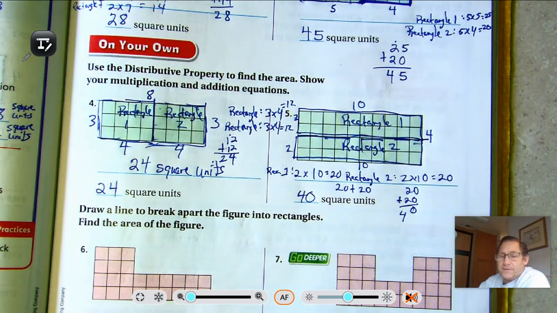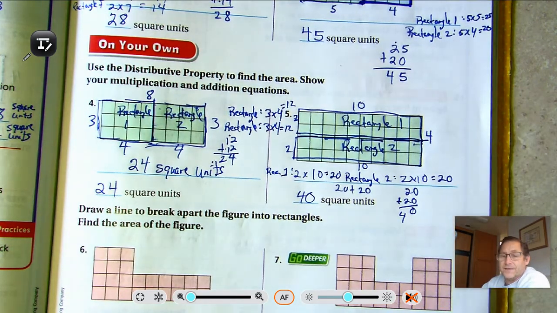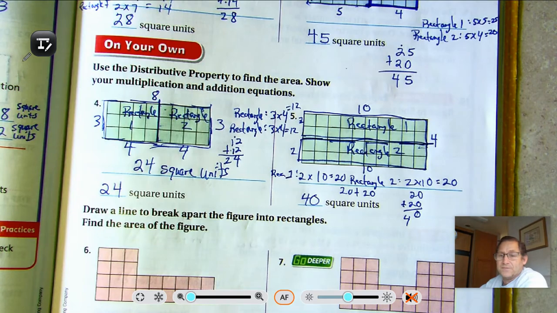So in the real world, I would not have broken that apart, okay? But since they want us to practice it, okay, we'll play along. I could have also broken up the 10 and made it 4 times 5 plus 4 times 5. That would have been easy.